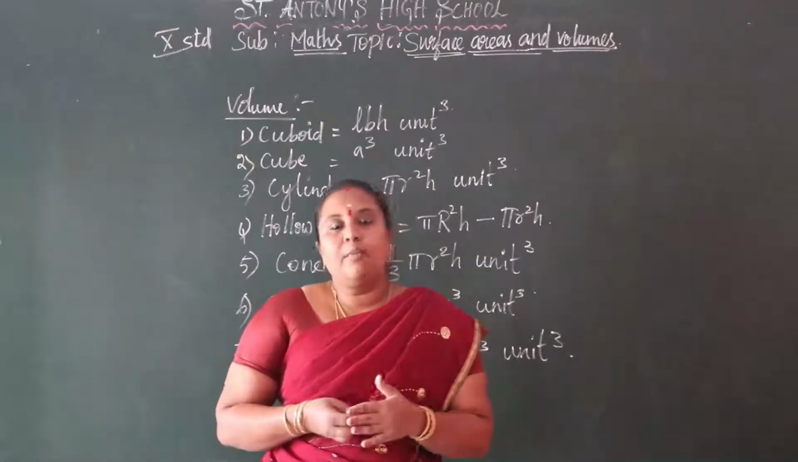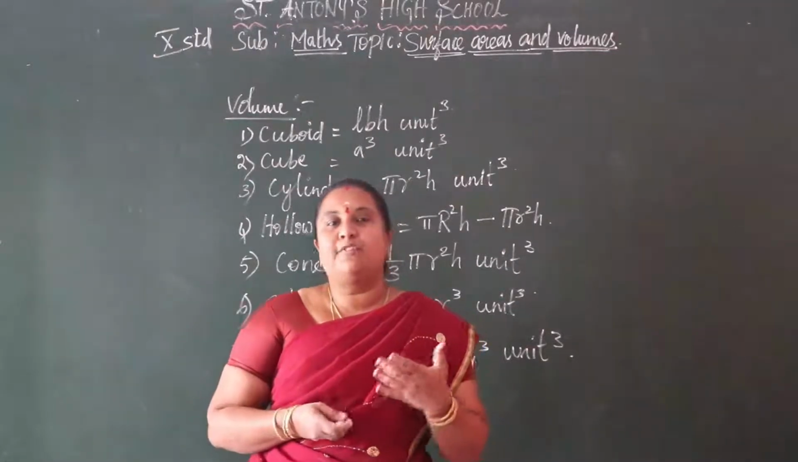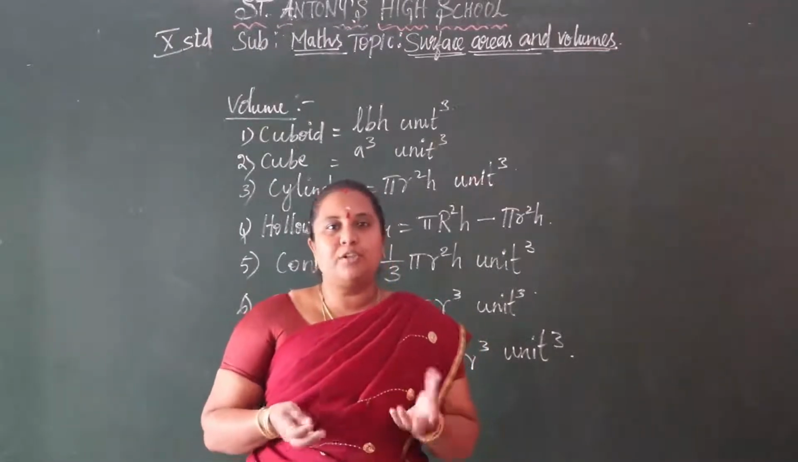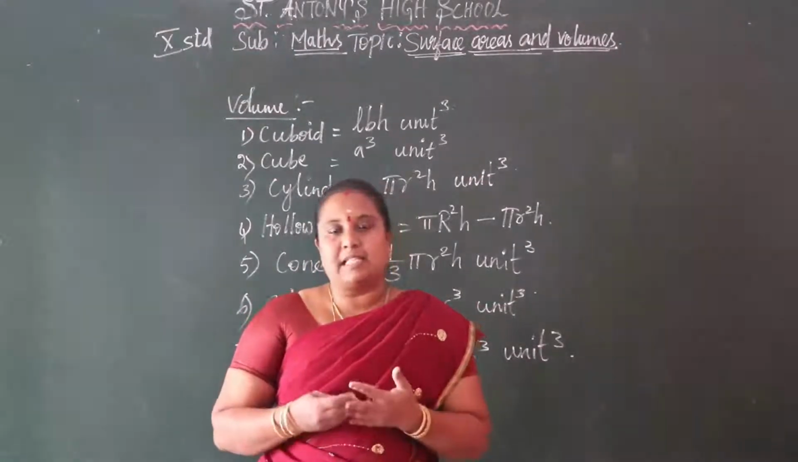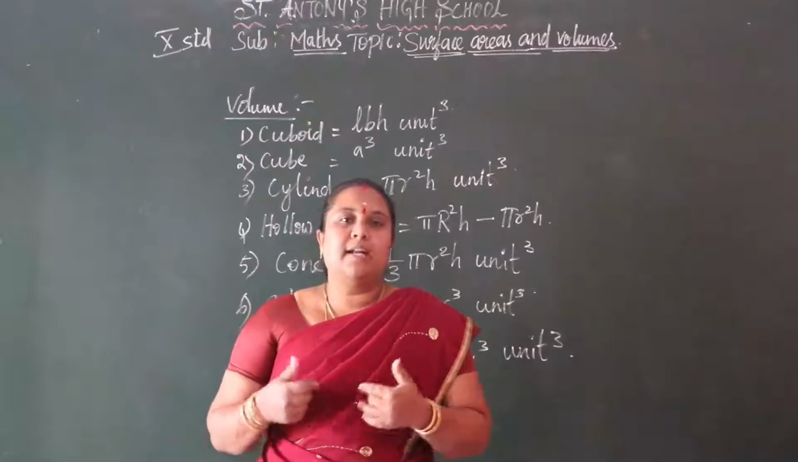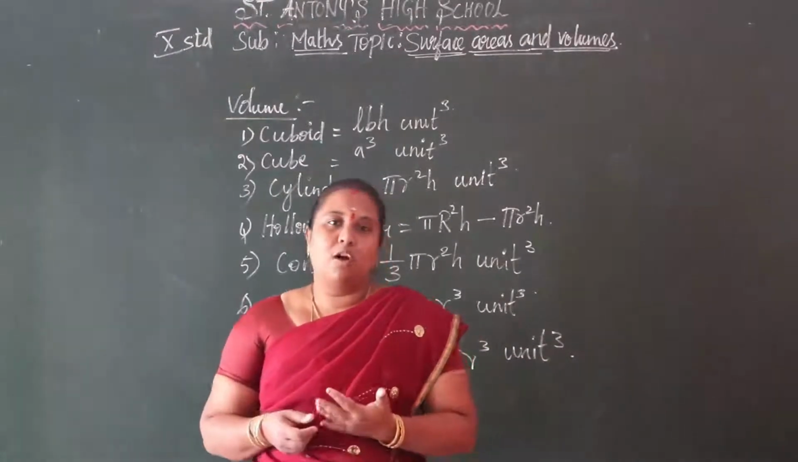There is a combination of cuboid and hemisphere, a combination of cone and cylinder, and a combination of cylinder and hemisphere. So these are all we saw in our last class. Now let us move on to another concept, volume of a combination of solids.